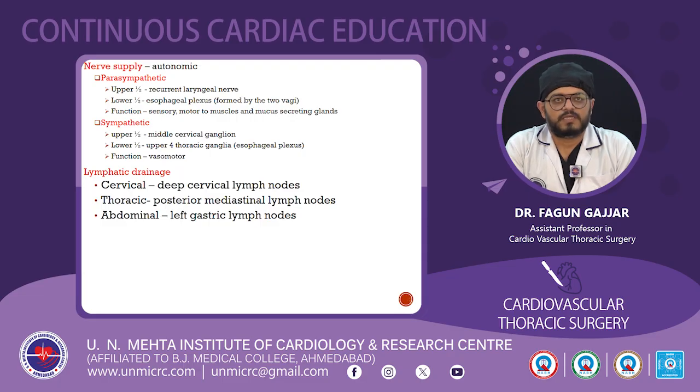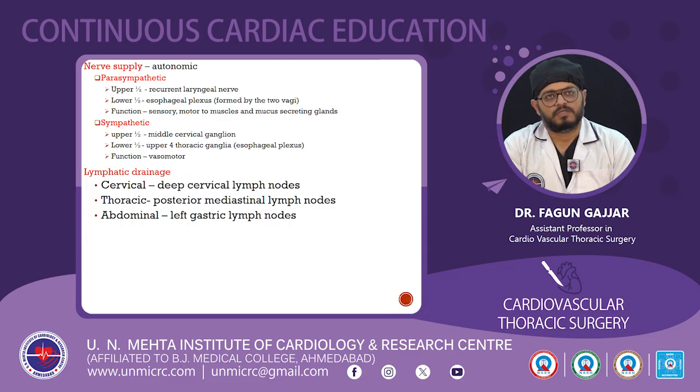Sympathetic supply is in the upper half by the middle cervical ganglion, and in the lower half by the upper four thoracic ganglia, derived from the esophageal plexus. It functions as vasomotor. Lymphatic drainage: the cervical esophagus drains into the deep cervical lymph nodes, the thoracic segment drains into the posterior mediastinal lymph nodes, and the abdominal segment drains into the left gastric lymph nodes.